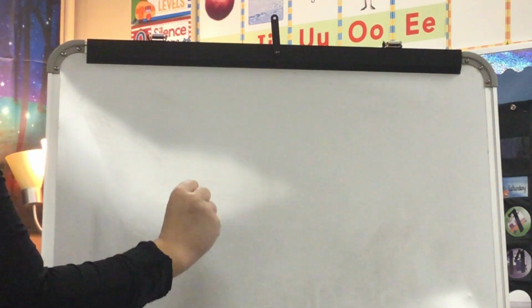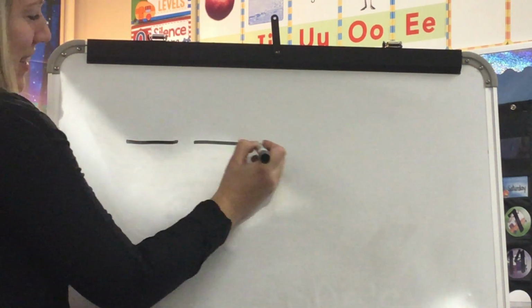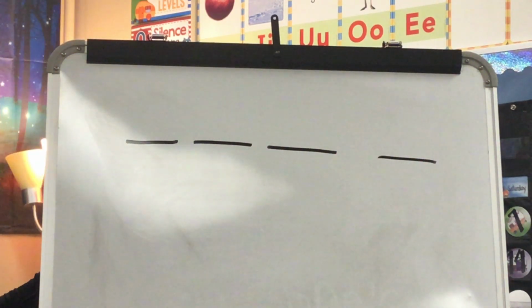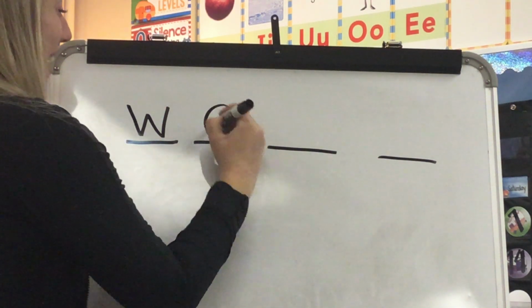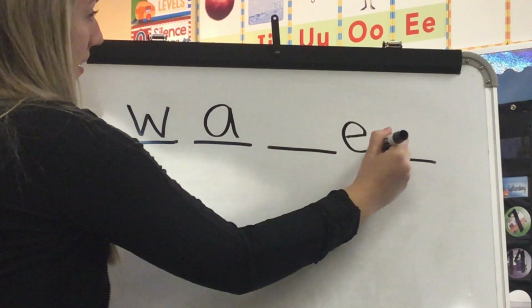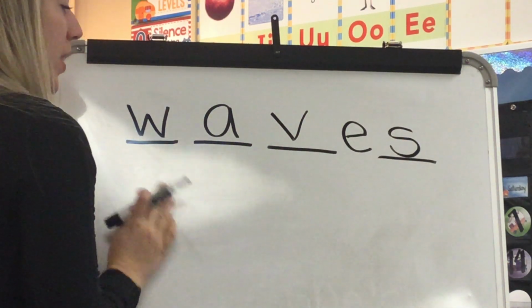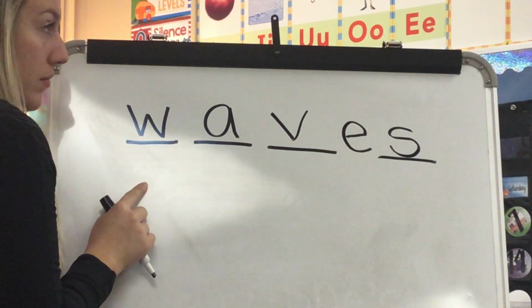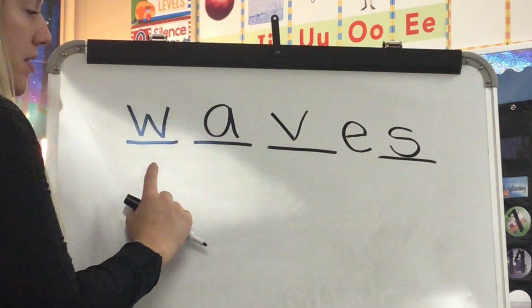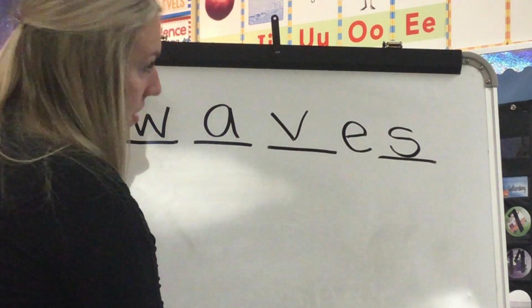Our next word is waves. What word? Waves. Stretch waves. W-A-V-S. Stretch waves again. W-A-V-S. Let's do this one together. A. Waves. Check. Spell waves. W-A-V-E-S. Word? Waves. Yes, waves.